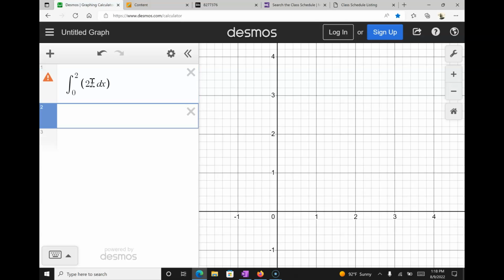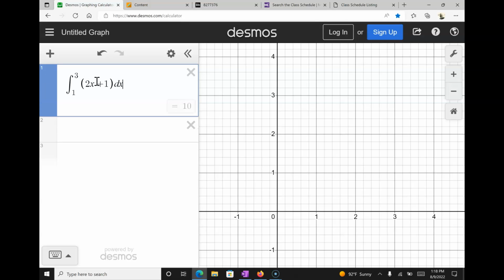So let me check in on Desmos. I'm going from 1 to 3, sorry, of 2x plus 1, close parenthesis, and then I want to get rid of this, and then dx, right? And there it is, 10.